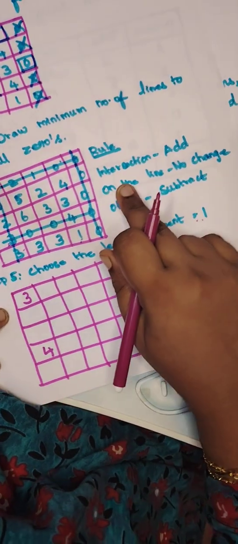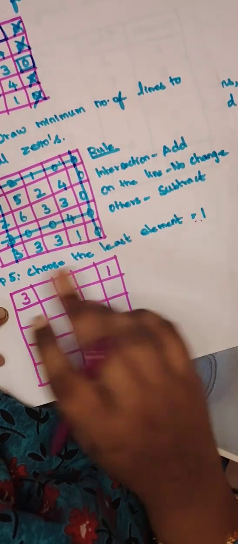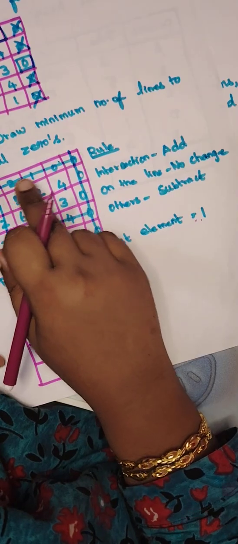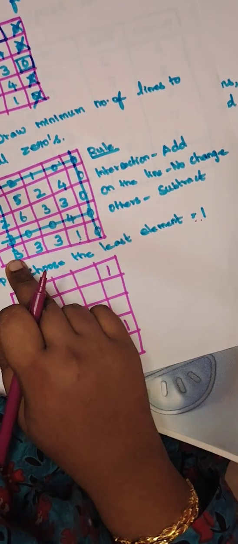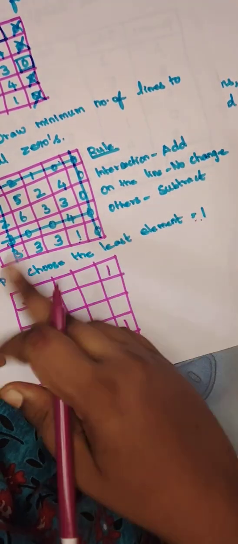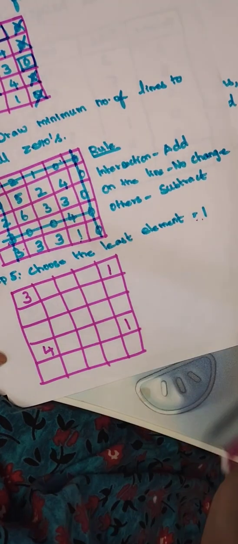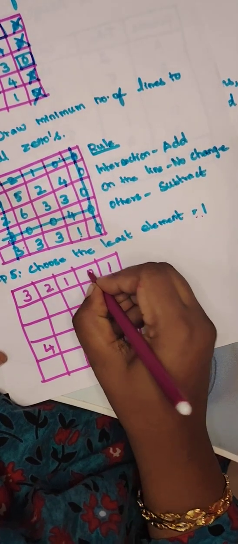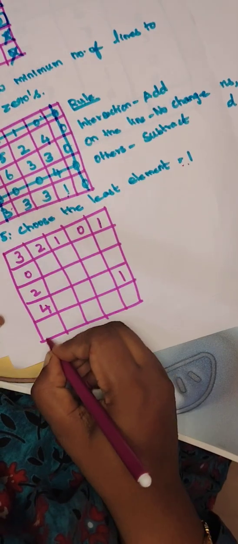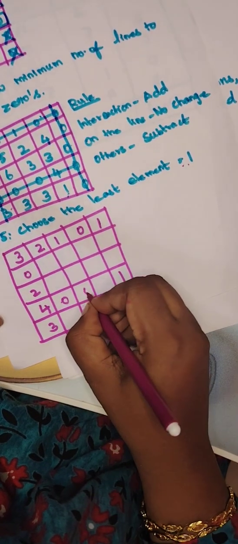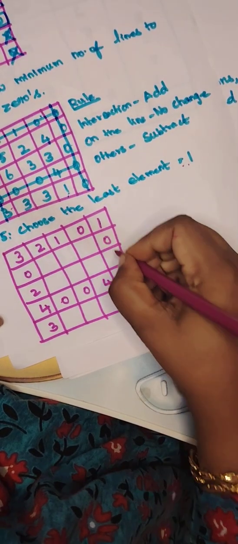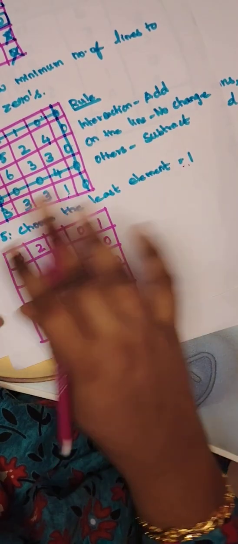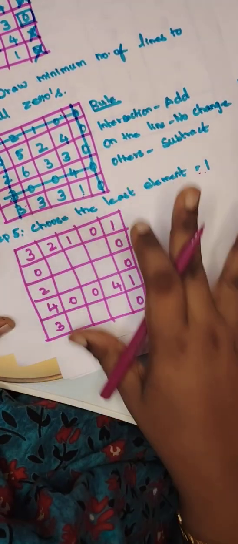Then on the line, no change. These values on the line, 2 1 0 0 2 3 0 0 0, I'll write as they are, with no change in them. I'll write those values as they are. See here, I have not made any changes. So on the line, no change.